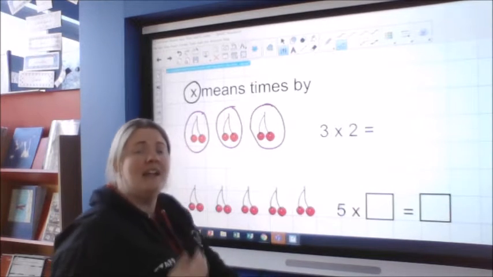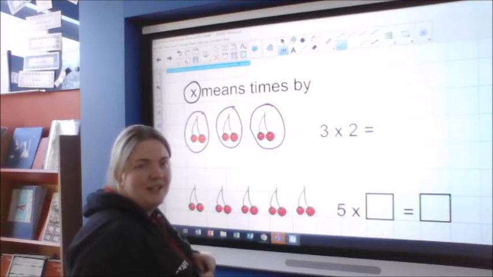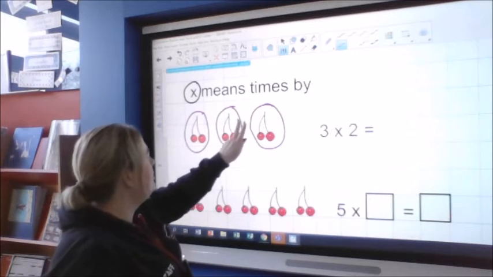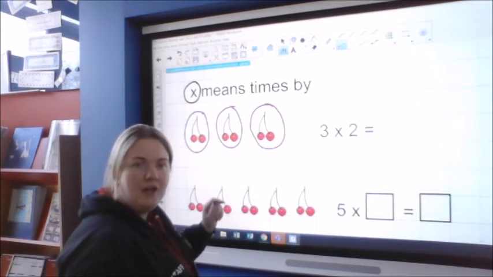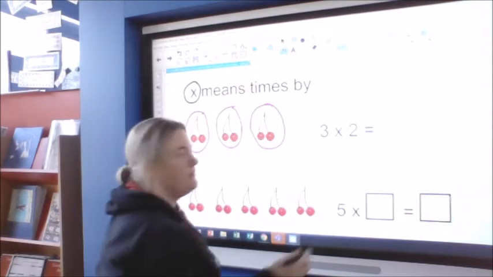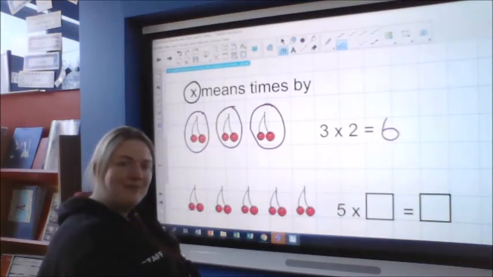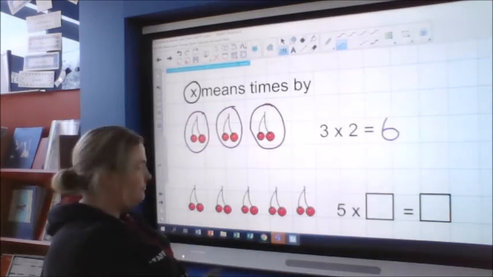Now this is where counting in twos is going to help us. So we can go 2, 4, 6. We know that 3 times 2 equals 6. Let's do the next one.